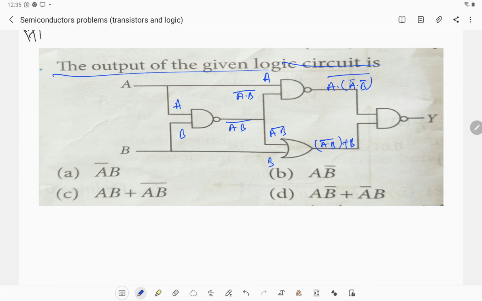And here the output is, this is NOT AND, means the final answer is (A dot (A dot B) whole bar) dot ((A dot B) whole bar plus B) and whole bar, like this. After using De Morgan theorems, here you can finally get the answer, this one, A bar dot B.